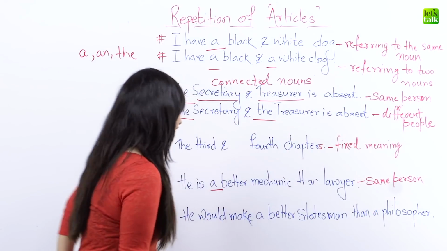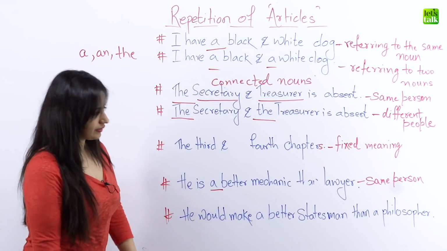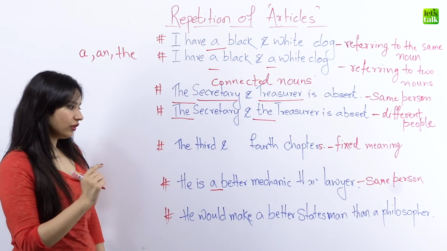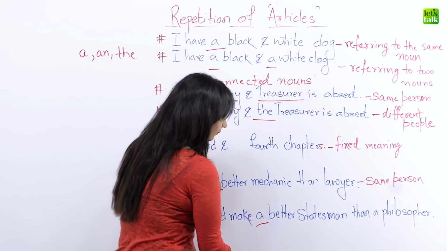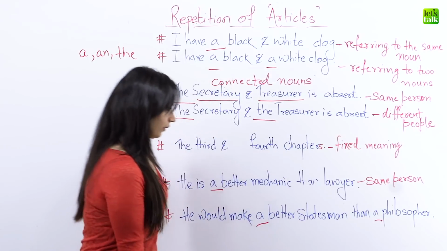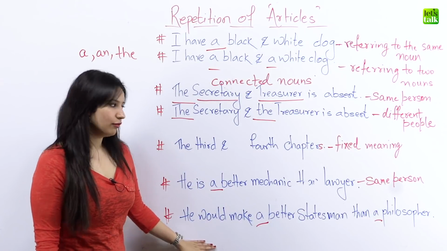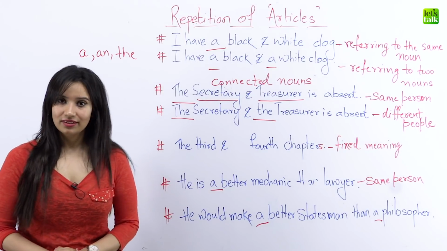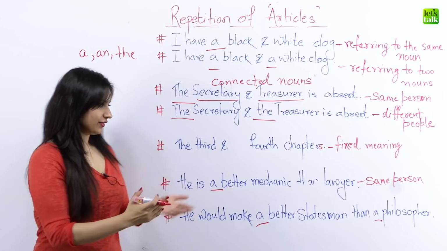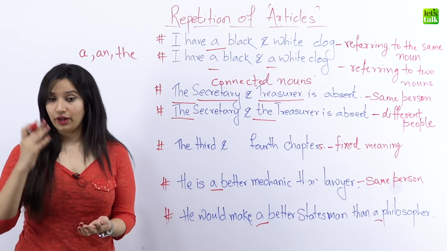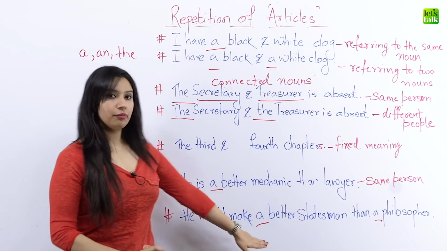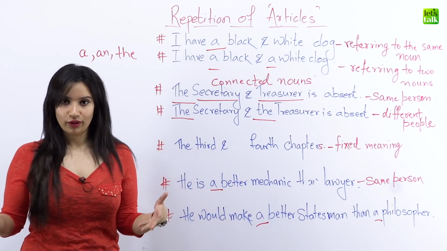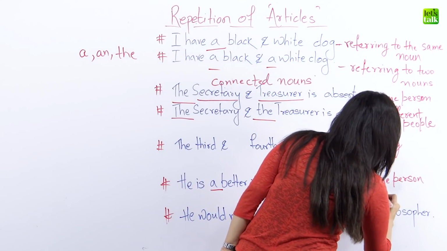All right, the next one that we have is, he would make a better statesman than a philosopher. Now here we have used the article "a" twice before the nouns, okay? So does it still have the same meaning like the previous sentence? No, it actually has a different meaning. What we mean is that this person who is very intelligent and very shrewd and smart, he would make a better statesman, okay, he himself, than another person who is a philosopher. All right, here we are talking about qualification.